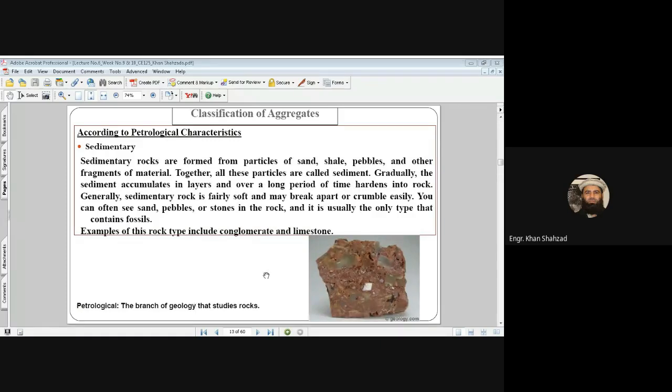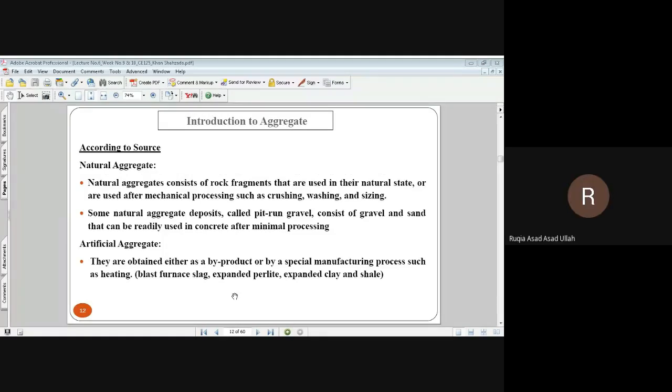Now, according to petrological characteristics, do you remember the types of rocks from first semester? How many types of rocks we have normally? 3, sir. कौन कौन से होते हैं? Sedimentary, metamorphic, igneous. Okay, Ruqayya, आप बताइए sedimentary क्या होता है? सर सेडिमेंट्री जो हमारे पास ये छोटे छोटे शेल्स और उनसे बने होते हैं, कंकरियों से और इस तरह से.